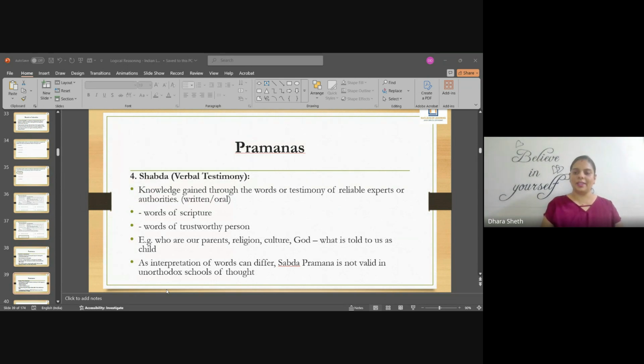It is accepted in Nyaya philosophy. As interpretation of words can differ, shabda praman is not accepted in unorthodox schools of thought, especially Buddhism. They don't accept it.